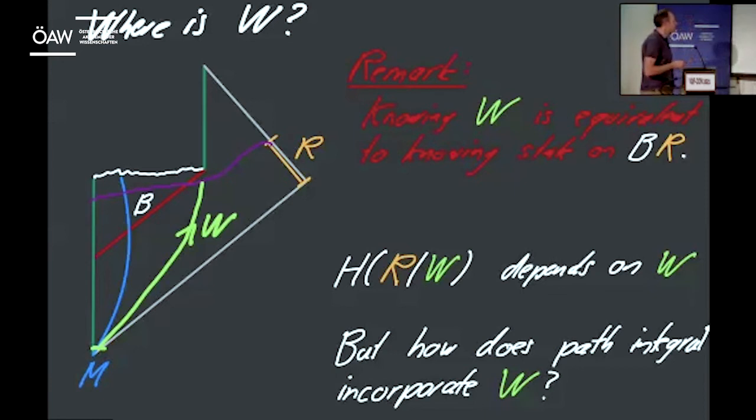And now the question is, how does the path integral actually incorporate this W? As I said, the path integral approach really calculates that, and I told you that it does that by looking at many copies, but how is this really working? How can a calculation that doesn't know about W at the end give this result? Okay, sorry, this should be an S according to my convention.